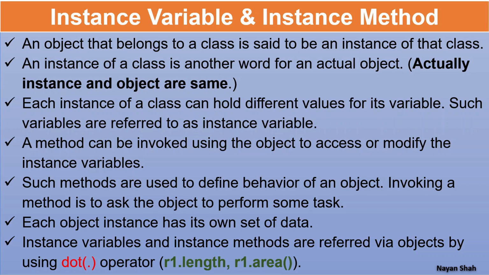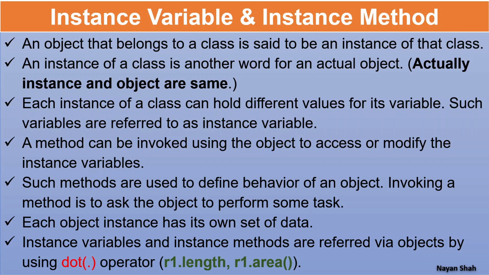And now, instance variable and instance method. So what are instance variable and method? An object that belongs to a class is said to be an instance of that class. So R1 and R2 belong to the Room class, so we can say that R1 and R2 are instances of class Room. Instance is actually a word which is used in place of object. You can consider object and instance as the same. An instance of a class is another word for an actual object.